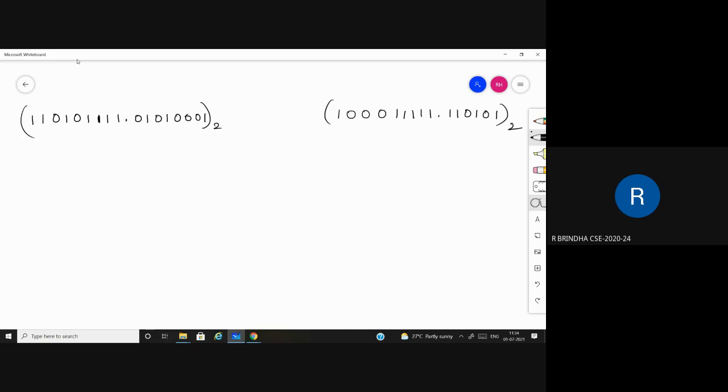So the first one is 1AF.52 to the base 16. The second one is 11F.D4 to the base 16. First one, 1A, D4, 0.5. What about the second one? All of you got the same? Yes, sir. Okay.